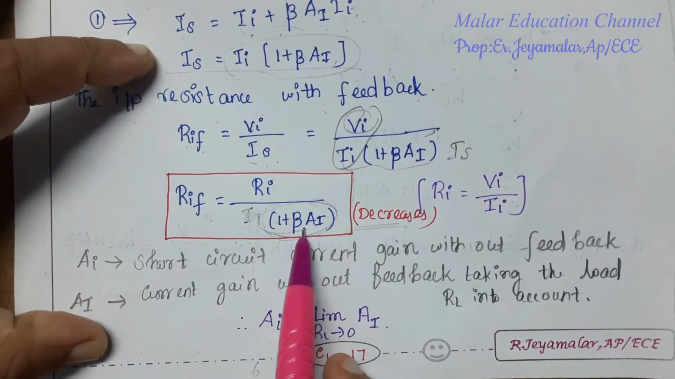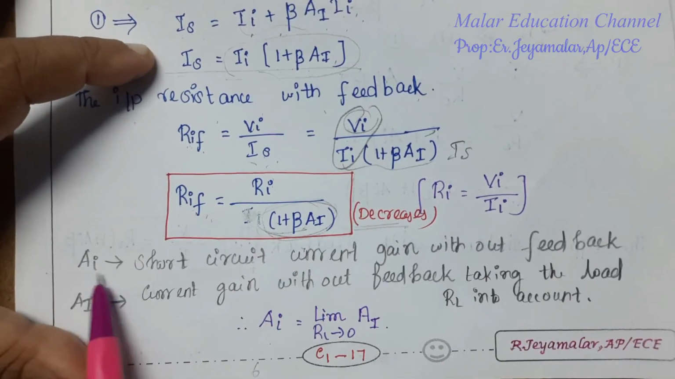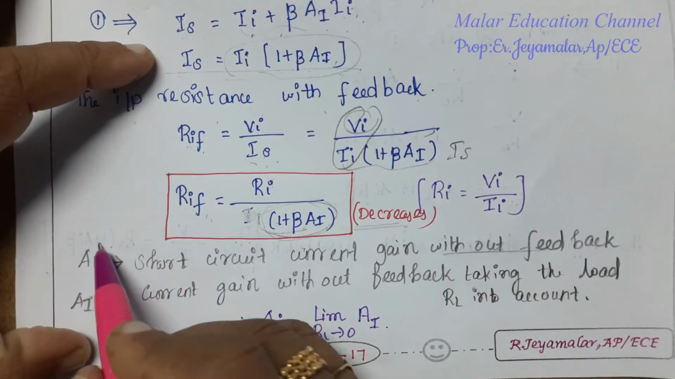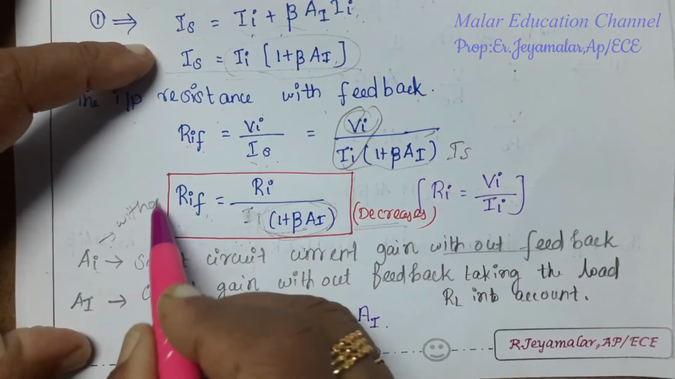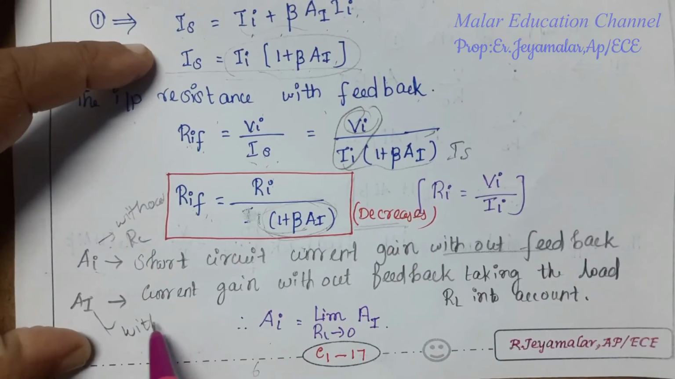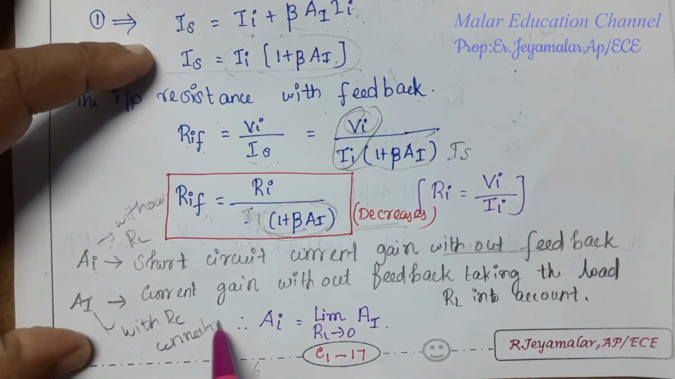Okay. Next, we already explained: small I means without RL. Without RL connection. This is for with RL connection. Okay, this is for all.